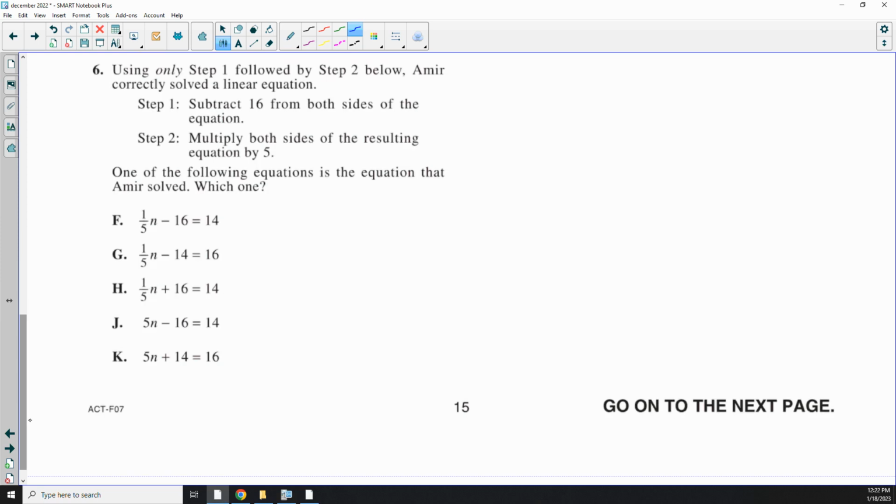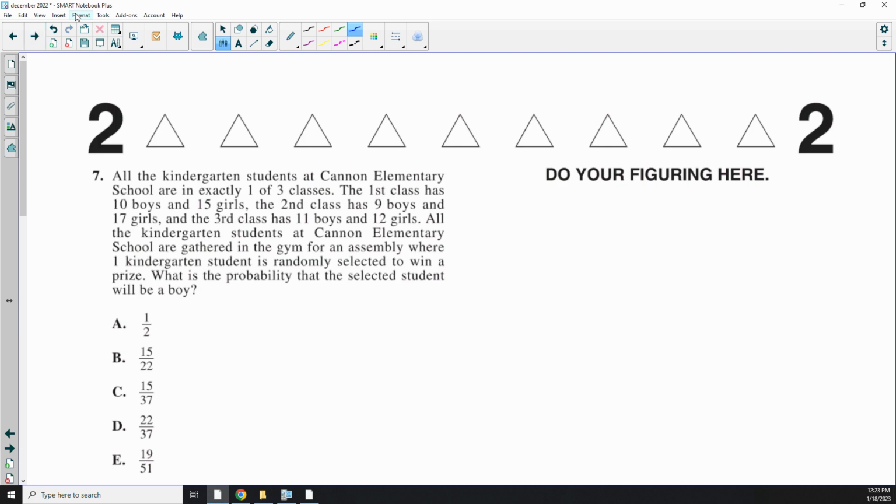These are goofy. They want you to solve an equation by subtracting 16 from both sides and multiplying both sides by 5. So which equation would that be? If I'm subtracting 16, it's got to be something with a plus 16, huh? And if I'm timesing by 5, I've got to be getting rid of a 1/5. So the answer is obviously what? H.